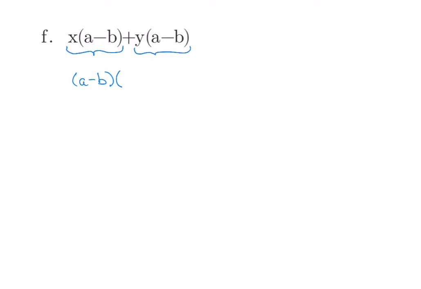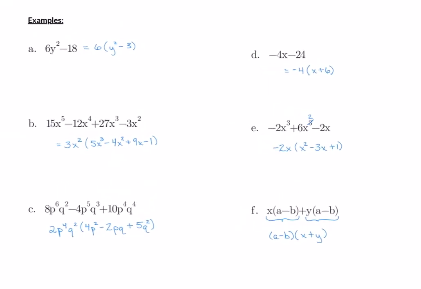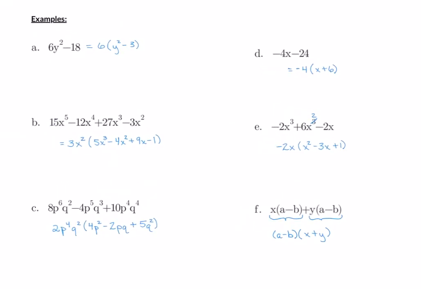So in my first thing, if I get rid of a minus b, what am I left with? I am left with an x. In my second thing, if I get rid of the a minus b, what am I left with? I am left with plus y. And this is factored. And this is something we're going to use in the next slide when we talk about factor by grouping. This is actually an intermediary step.